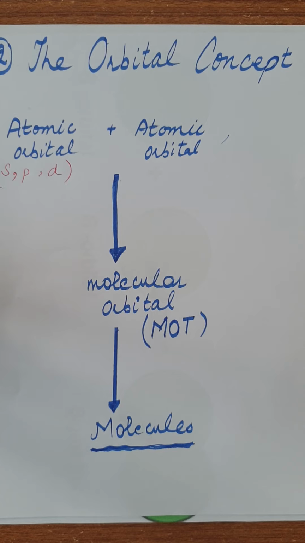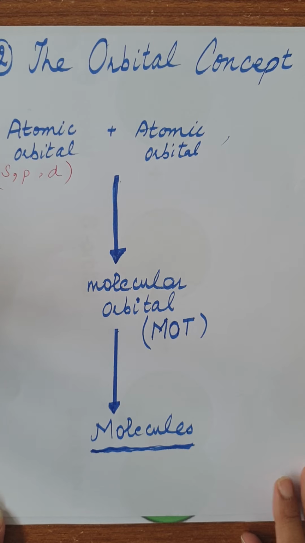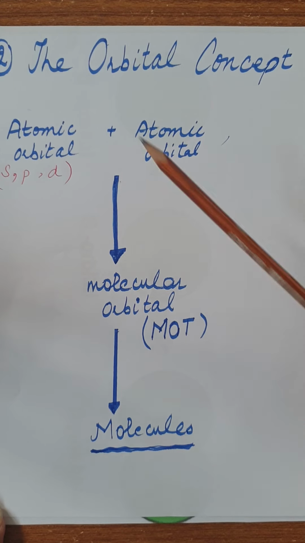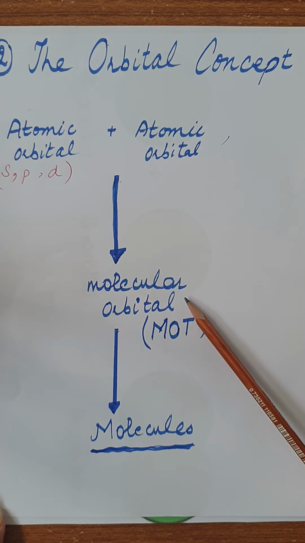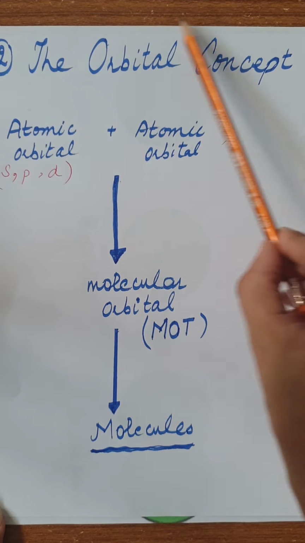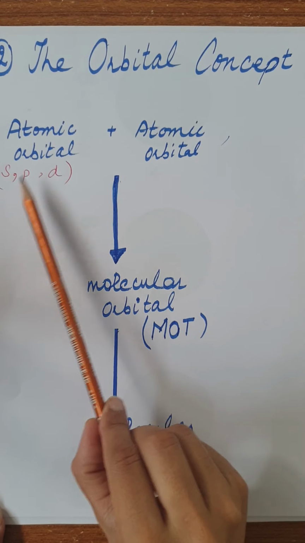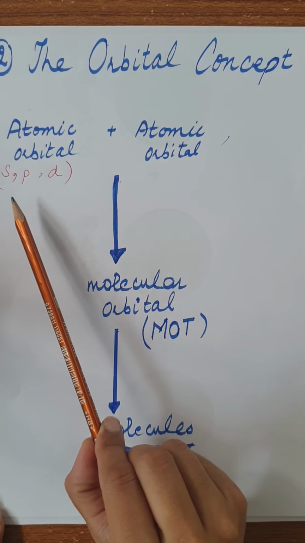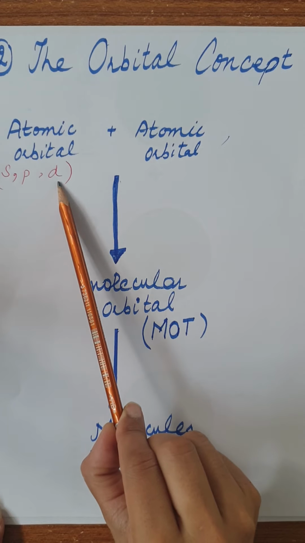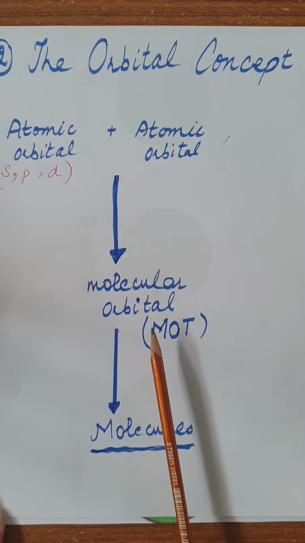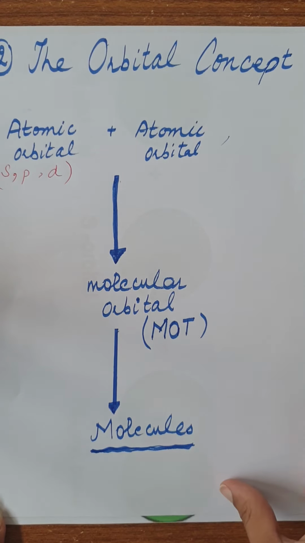The last concept which explains the stability of the atom is known as the orbital concept. The orbital concept is the concept in which atomic orbitals combine with one another and give you molecular orbitals. This molecular orbital will result in the formation of the molecule. So this is the orbital concept. We have atomic orbitals, that is s, p, d and f. But keep in mind that s, p, d atomic orbitals combine with one another and give us molecular orbitals. This molecular orbital will result in the formation of the molecule.